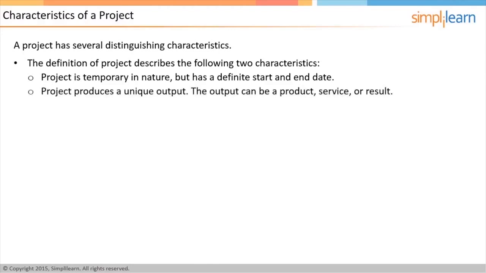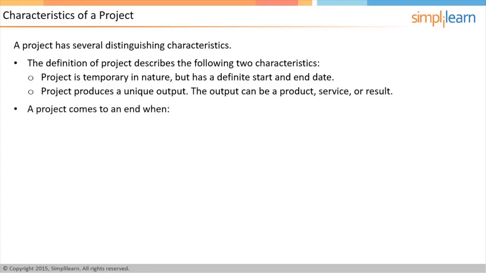Secondly, the project is supposed to produce a unique output. The output could be a product, service, or result. There can be many common activities between 2 projects, but the outcome of each project should be unique in some way or the other. Now, let us look at what marks the end of a project.